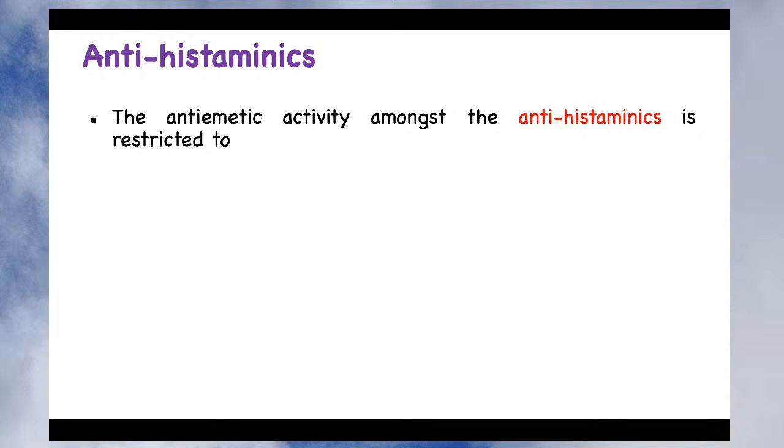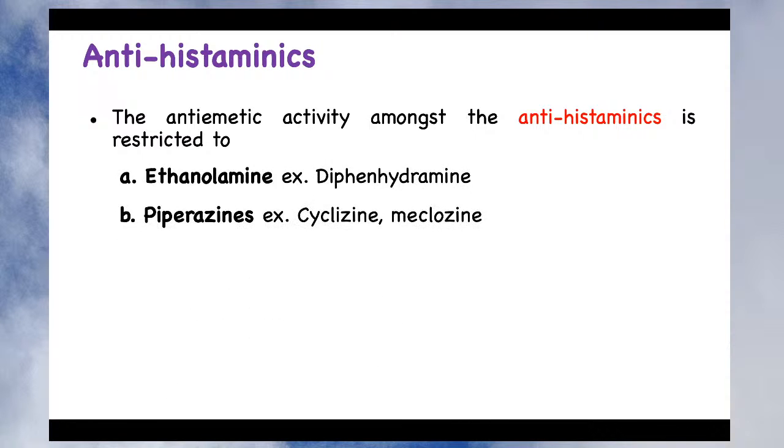So among antihistaminics, you remember that the anti-emetic activity is restricted to the ethanolamines. The first category we have seen is the anticholinergic drugs, and the second category is antihistaminic. Among antihistaminic drugs, do remember that anti-emetic activity is restricted to ethanolamines like diphenhydramine, and piperazines like cyclizine and meclizine. So these are the drugs among antihistaminics that have anti-emetic activity. Otherwise, it is a very broad category.